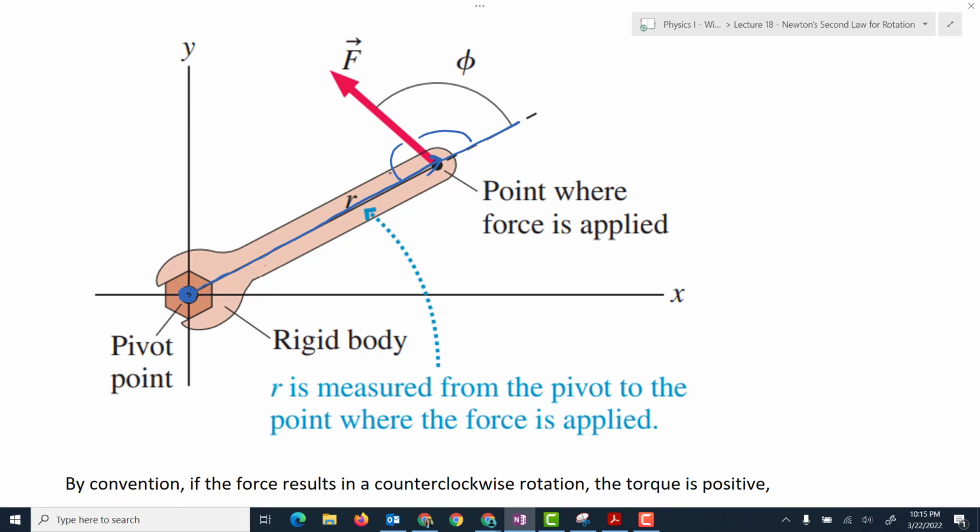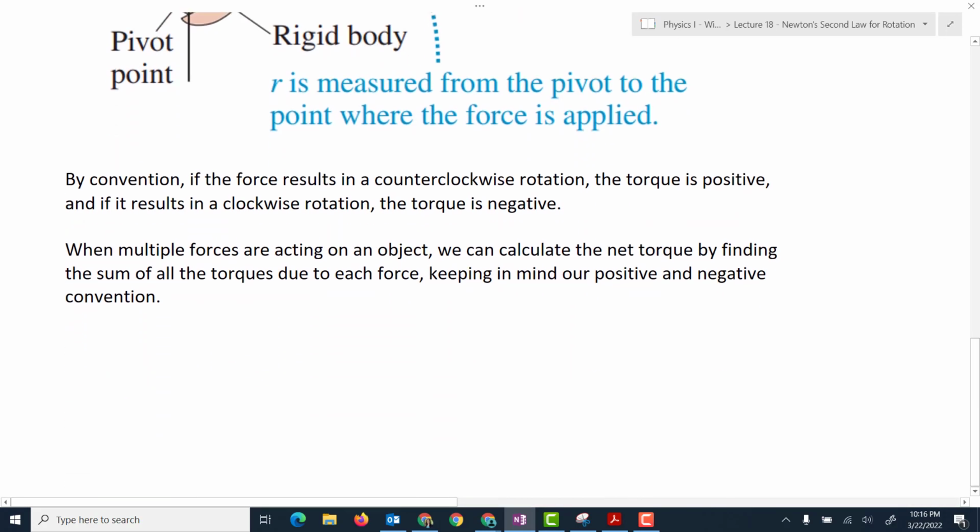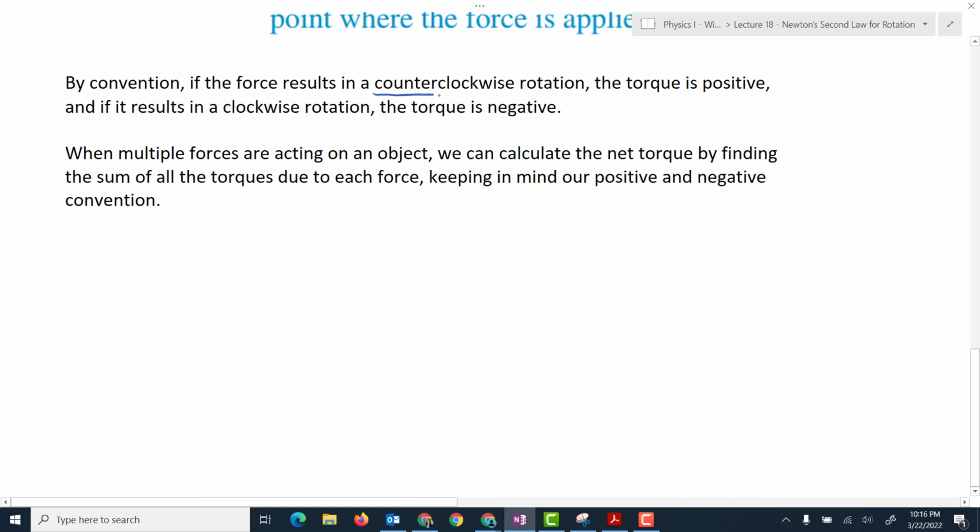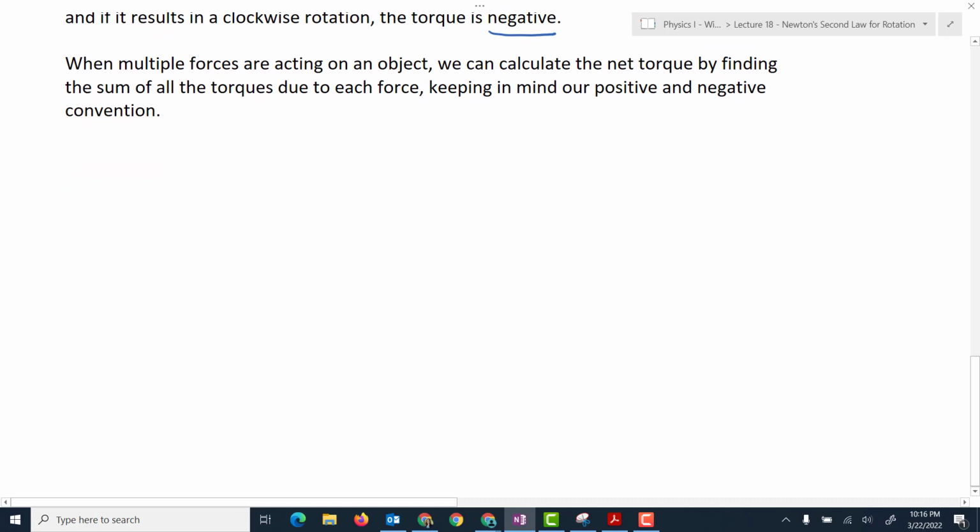And so what we do want to do is think about whether the rotation causes a clockwise versus a counterclockwise rotation. So by convention, if the force results in a counterclockwise rotation, we say that the torque is positive. And if it results in a clockwise rotation, then the torque is negative. Okay, so that's by convention. Of course, we can always use our own convention when we're doing questions, but this is by convention, just like we would say, up is normally positive, to the right is normally positive. But we can always choose our own convention if we wanted to for a question.